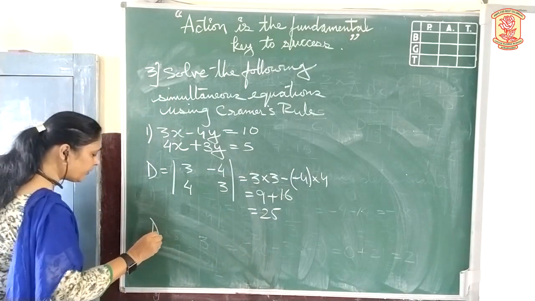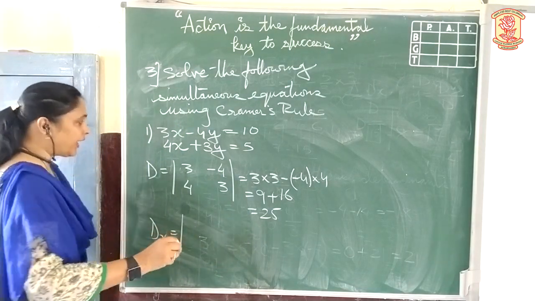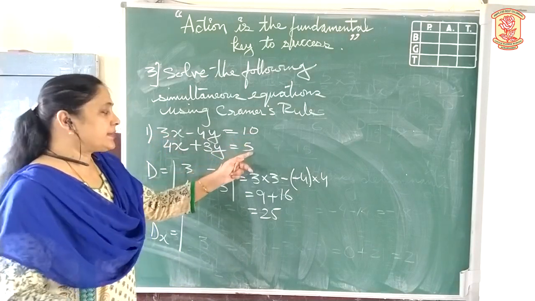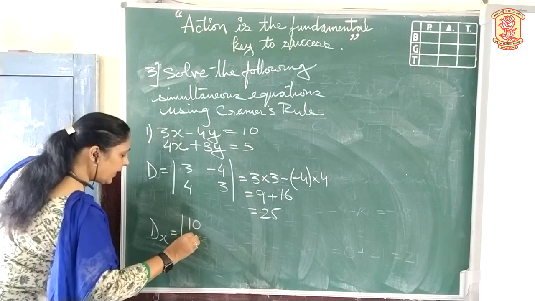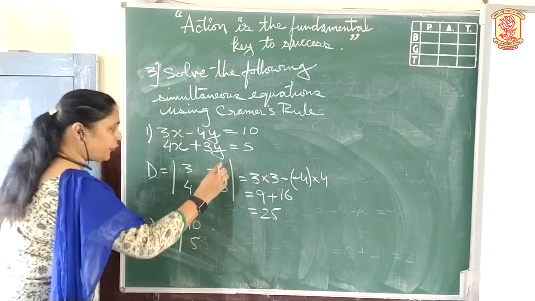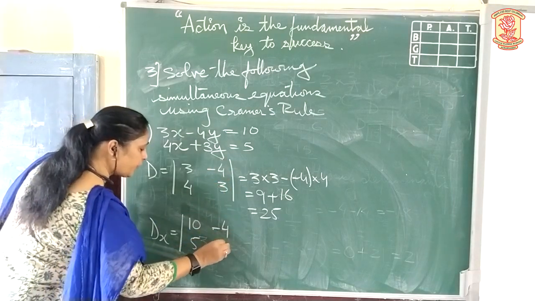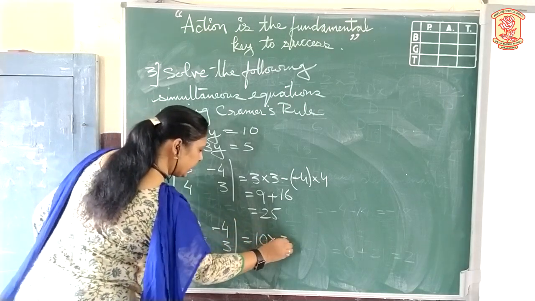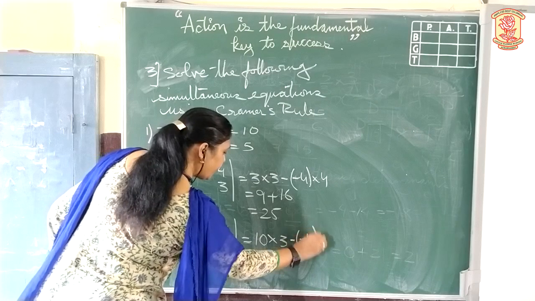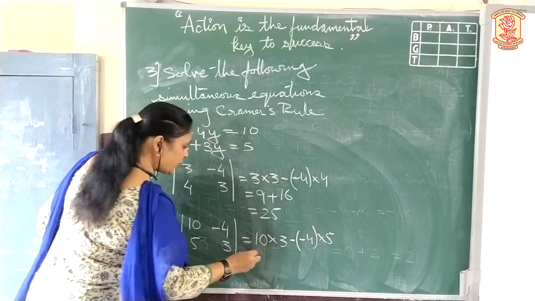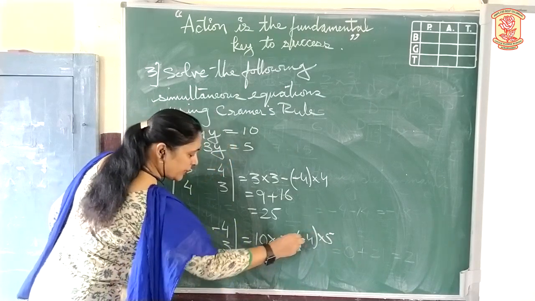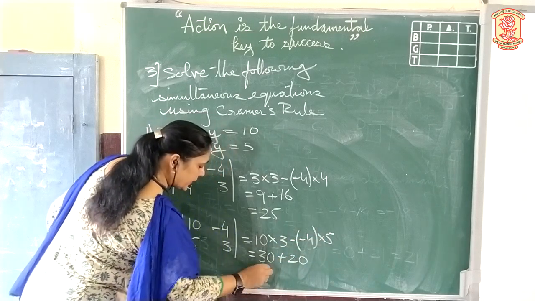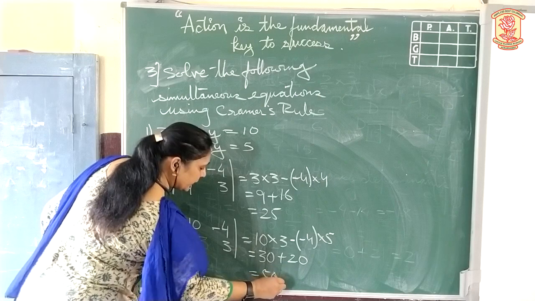Now we'll find the determinant for x. When we are writing the determinant for x, in place of the coefficients of x, we write C1, C2, that is 10 and 5, and the coefficient of y as it is, minus 4, 3. Cross multiply, so we get 10 into 3 minus 4 into 5. So 10 3s are 30, minus minus plus, 4 5s are 20. So 30 plus 20, that comes out to be 50.